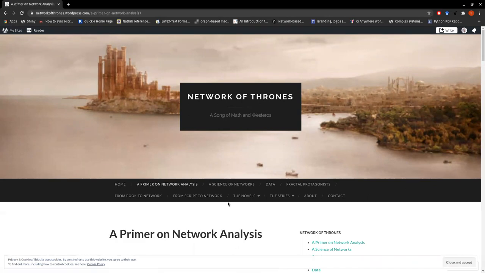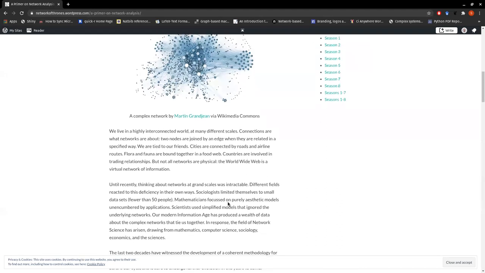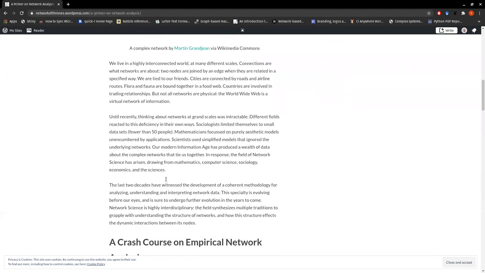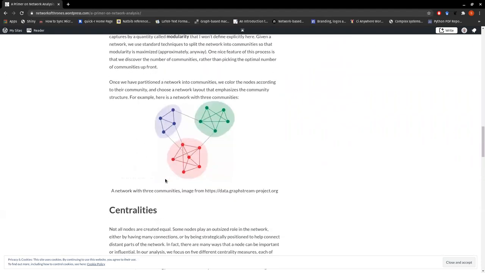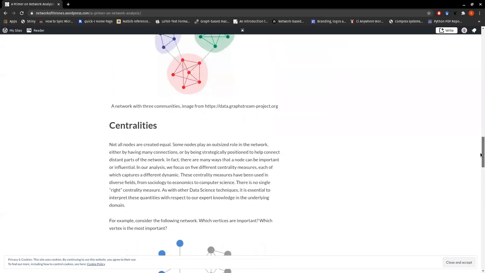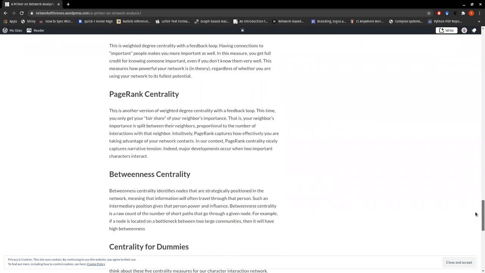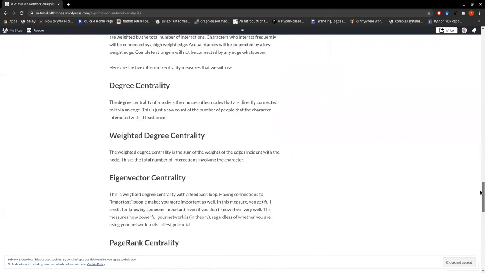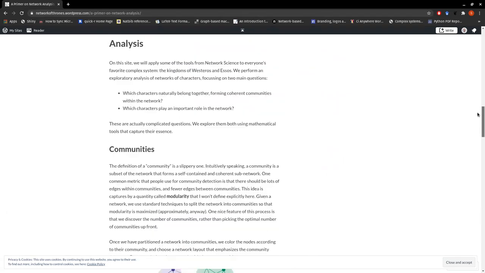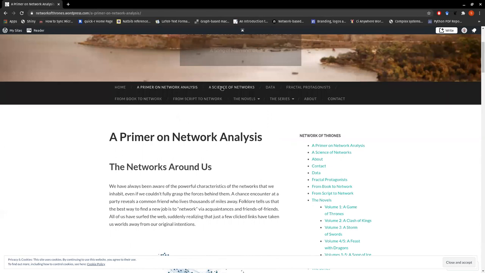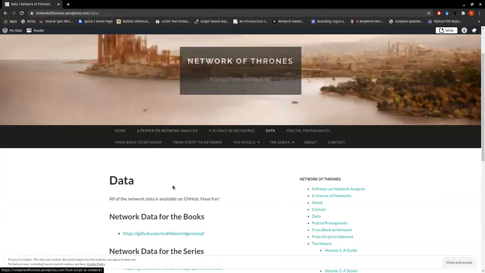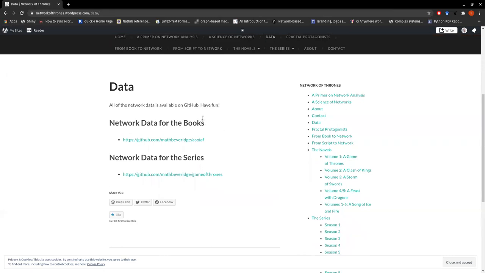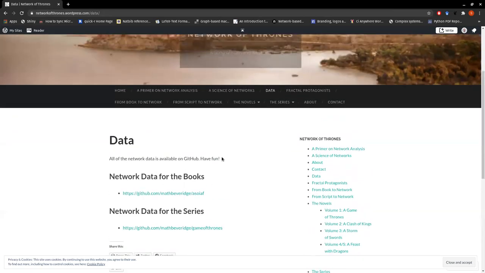There's a really nice introduction to network analysis in here. And I must say, some little bits of the explanations I've used myself, as it's very nicely laid out and talks about a lot of the concepts that we've discussed today, with brief little reminders in there. There's a whole load of data. There's network data for both the books and the series, and this is what we're going to be using today. We're going to be using the season one and season two data and comparing those two networks.